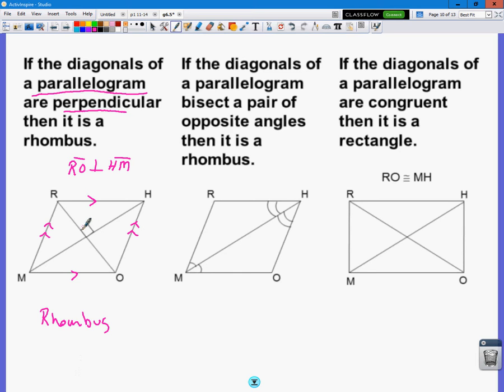It doesn't work to just have them perpendicular. You had to know that it's what first? A parallelogram. Because there are other objects that have perpendicular diagonals, such as a kite. The diagonals of a kite are going to be perpendicular, but certainly it's not a rhombus. So we've got to start out with it being a parallelogram. Finding that the diagonals are perpendicular will force it to be a rhombus.